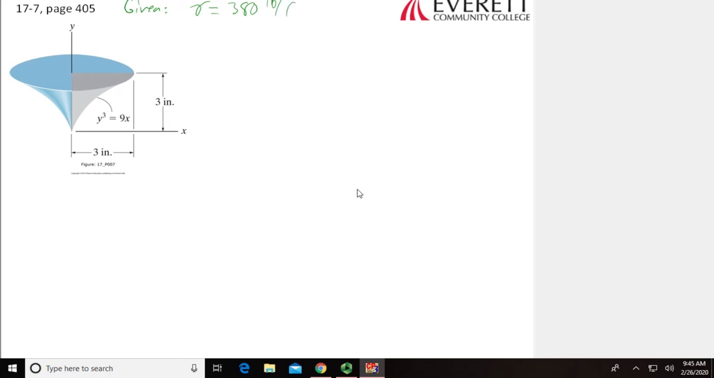pounds per cubic feet. I'm going to warn you, you really need to pay attention to units in all of these problems. Notice that that is a specific weight. It's a force per given volume, not a mass per given volume. It's a force per given volume. And then we have to determine the radius of gyration. Does it tell us anything else? Not really, but I can pull from the drawing that y cubed is equal to 9x. And we're supposed to find, and I have 4 minutes, we're supposed to find ky, okay?